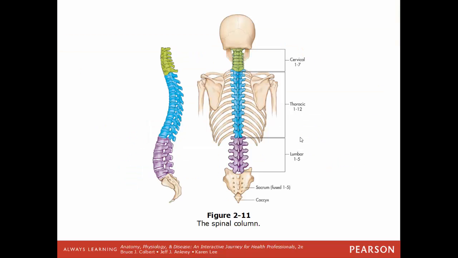Alright, on this image we have 2 separate views of the spinal cord or the spinal column, and the various colors represent the various types of vertebrae. So cervical will be the first 7 vertebrae at the top of the neck.